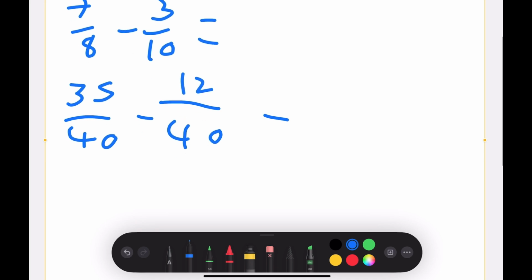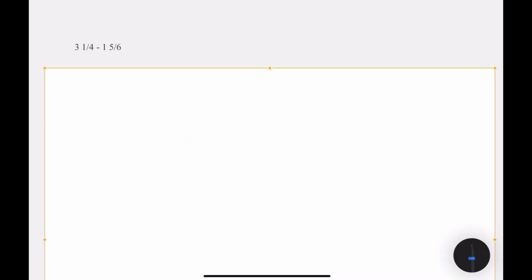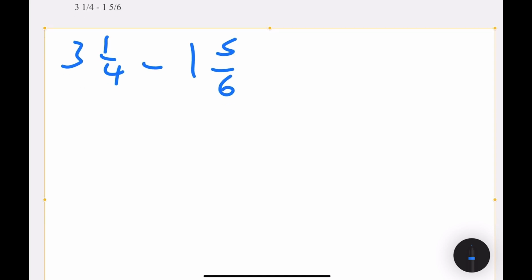So now we do 35 minus 12, and that is equal to 23. So it'd be 23 over 40. And can we simplify that anymore? No, we can't. So the final answer would be 23 over 40. Okay, so next question. We have 3 and 1 over 4 minus 1 and 5 over 6. So again, like adding fractions, we want to make it into an improper fraction.